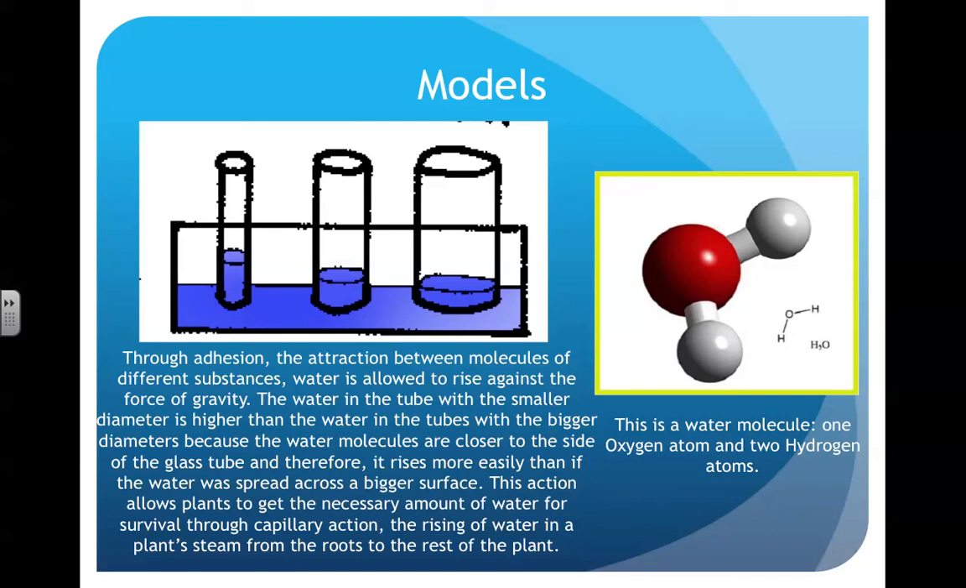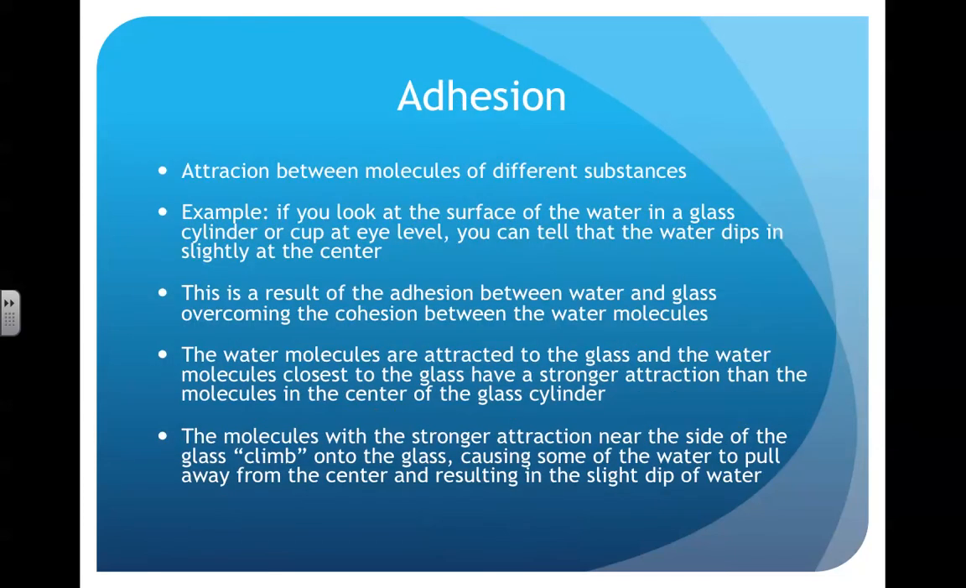On the right is a water molecule made up of one oxygen atom and two hydrogen atoms. Adhesion is the attraction between molecules of different substances. As an example, if you look at the surface of the water in a glass cylinder or cup at eye level, you can tell that the water dips in slightly at the center. This is a result of the adhesion between water and glass overcoming the cohesion between the water molecules.